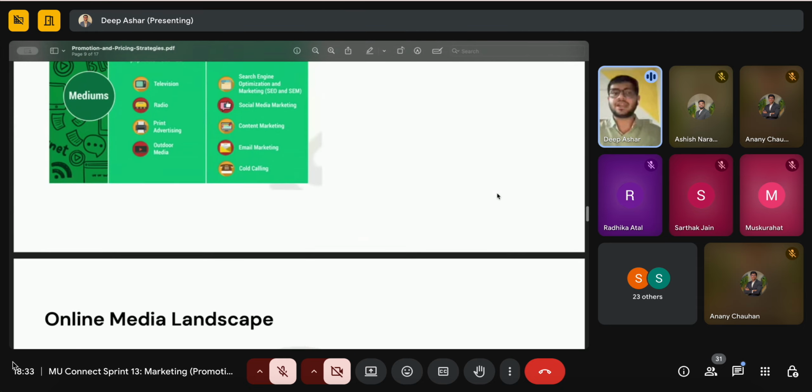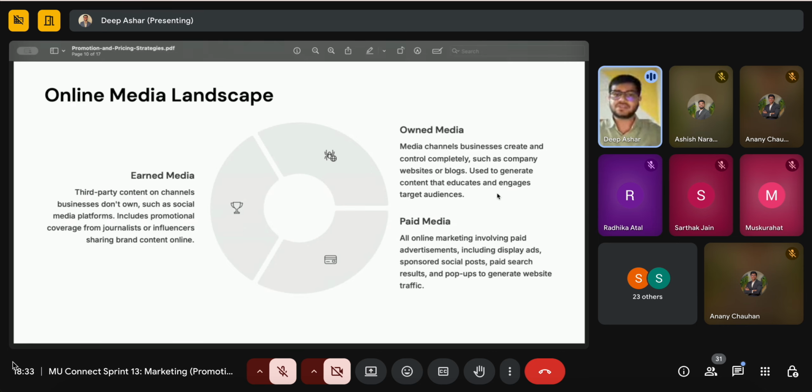So when we say the online media aspect, there are three parts to this. One is earned media, next is owned media, and then paid media. A lot of us have also learned this in our digital marketing classes. So when we say earned media, this is using third-party content and channels that are not owned by us, but we have done a particular campaign, a certain communication, and then that's been picked up, and we are earning a lot from that particular social platform. So this includes promotional coverage from journalists, and your influencers also come under earned media here. So it's usually what is being covered by both of these channels.